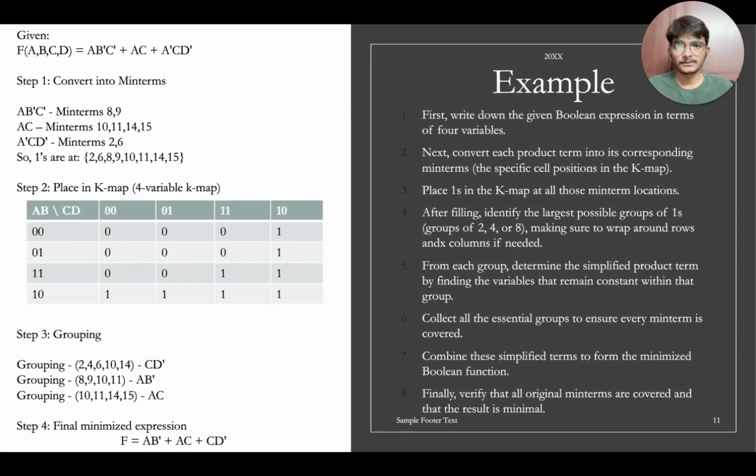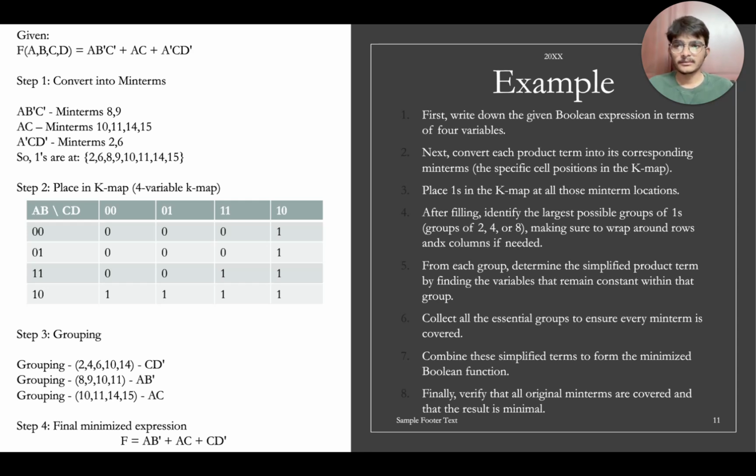Let's discuss an example to understand it better. Let us consider a function f of a, b, c, d. That means we have the 4 variables a, b, c, d, and it is equal to a b complement c complement plus a c plus a complement c d complement. We write down the given Boolean function in terms of 4 variables, and then we convert each product term into its corresponding minterms, the specific cell positions in the K-map.